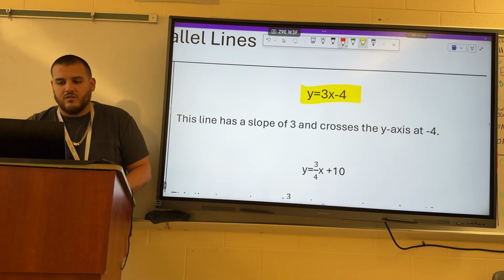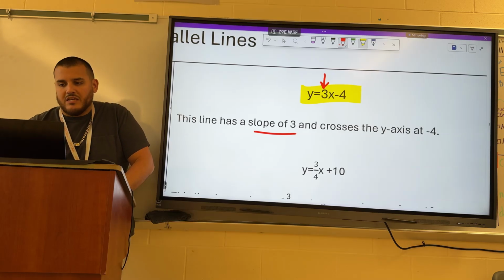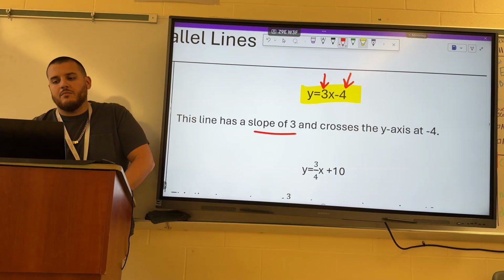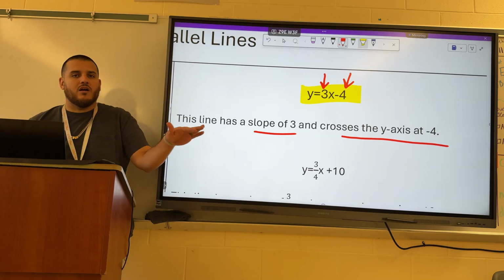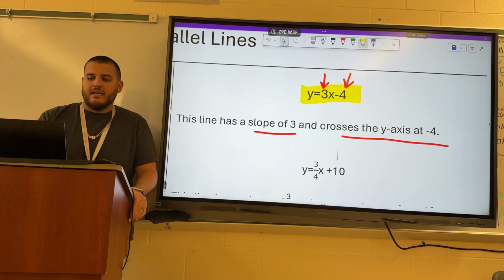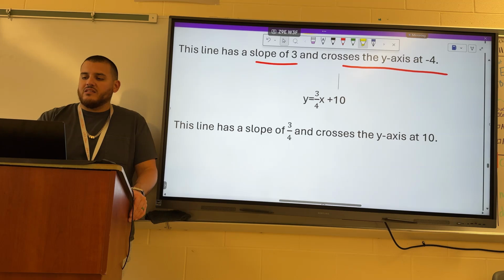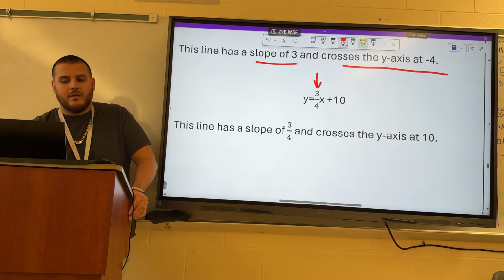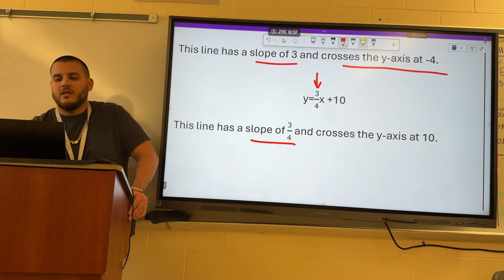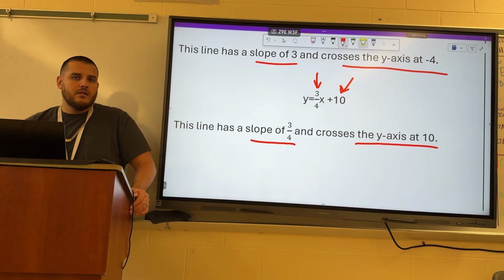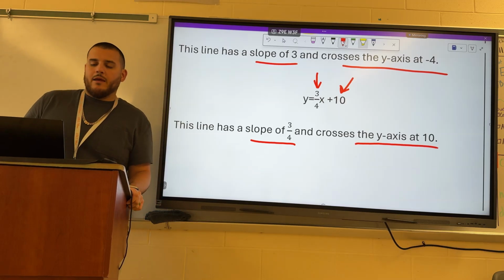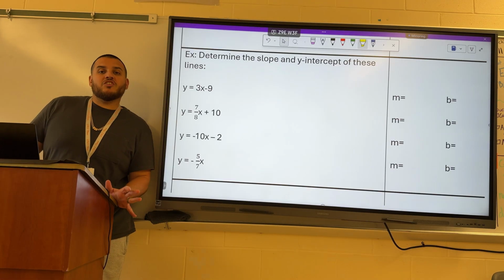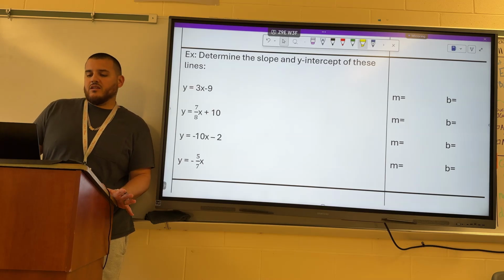So because there's a 3 where the m is supposed to be, that means the slope is 3. Because there's a -4 where the b is supposed to be, that means the y-intercept, or where it crosses the y-axis, is at -4. We will often see slopes as fractions. So we see that 3/4 here where m should be, so that's a slope of 3/4. We have a +10 here where the b should be, so that's the y-intercept where it crosses the y-axis at +10.